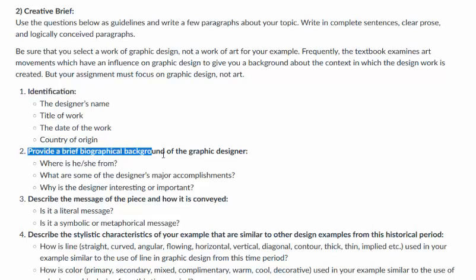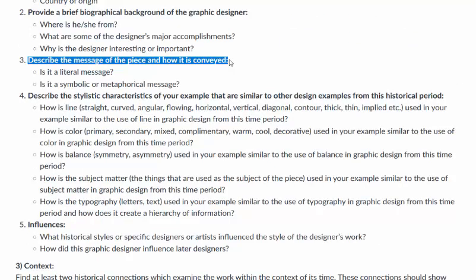And then also you'll want to provide a brief biographical background of the designer, or in this case, the printing company. Again, you may not know the designer's name for this week's assignment. And then you'll describe the message of the piece and how it is conveyed. Sometimes the message is literal, but sometimes the message is symbolic or metaphorical.